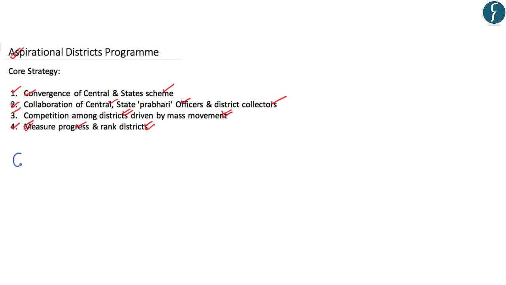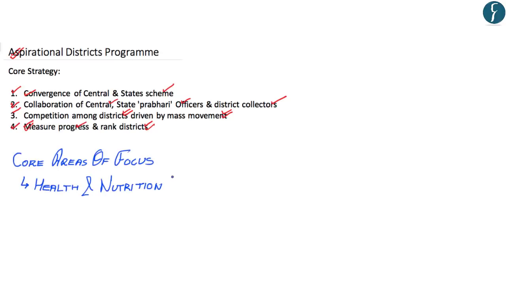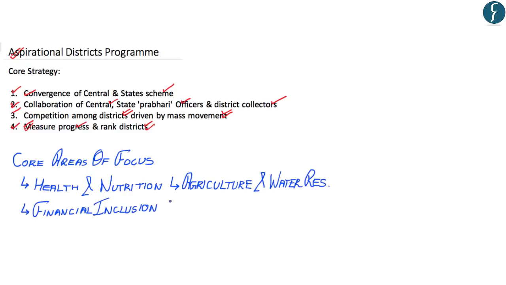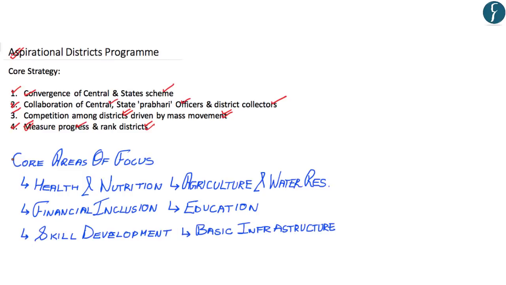Now, the core areas of focus would be health and nutrition, agriculture and water resources, financial inclusion, education, skill development, and basic infrastructure. Now, hopefully up till here, you've also understood the core areas of focus of the Aspirational Districts program, wherein the first one would be health and nutrition, the second would be agriculture and water resources, the third being financial inclusion, the fourth is education, and the fifth is skill development and basic infrastructure.